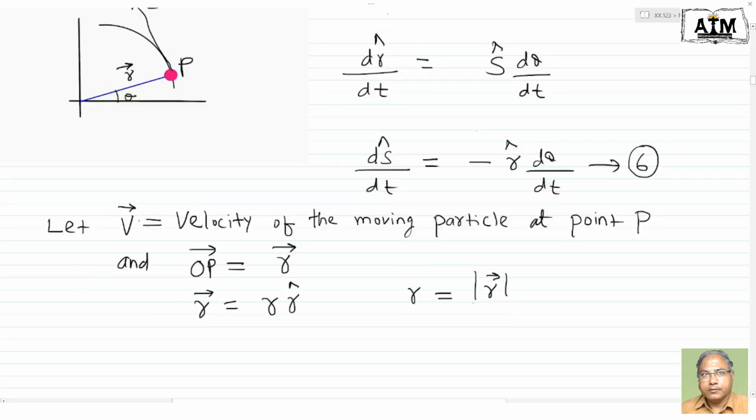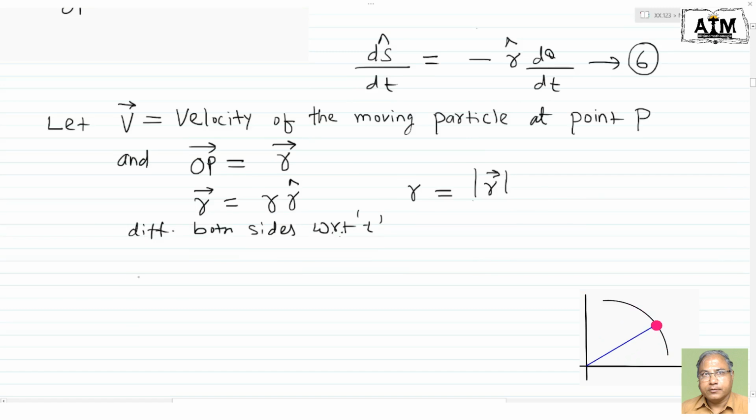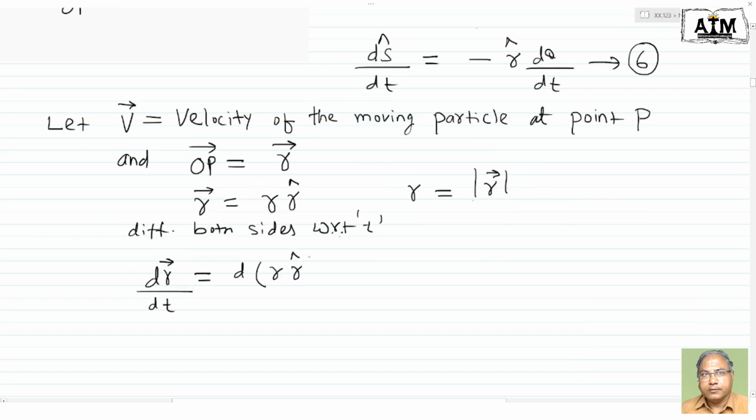Now let vector v equal the velocity of the moving particle at the point P, and we have already vector OP. Vector OP is nothing but vector r. It is given by the product of r and r cap, where r is the magnitude of vector r. Now differentiating both sides with respect to t, differentiation of vector r with respect to t equals differentiation of r and r cap. Both are changing with respect to t, therefore we consider both as variables.